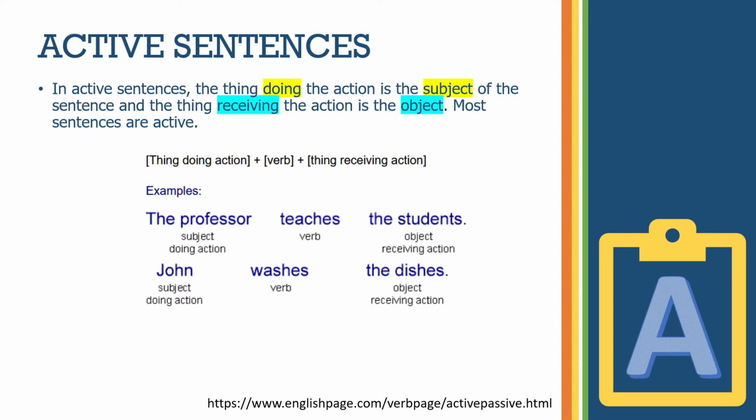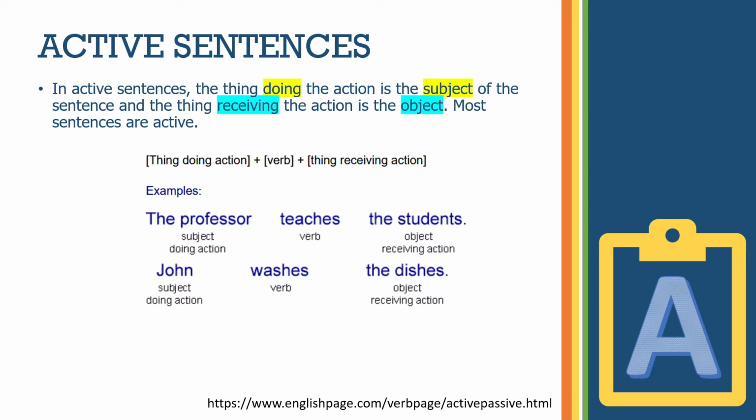Active sentences means that the thing doing the action is the subject of the sentence and the thing receiving the action is the object. So most of sentences are active. Yeah, and this is, I give you the diagram. Thing doing action plus verb plus thing receiving action. We have examples here. The professor teaches the students. The professor is the subject doing the action and teaches is the verb. The students is the object receiving action.